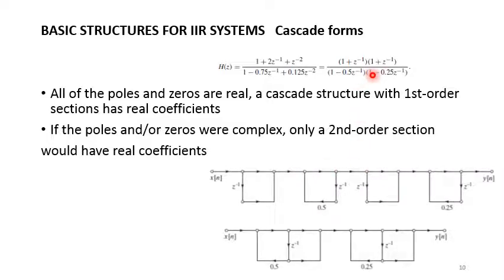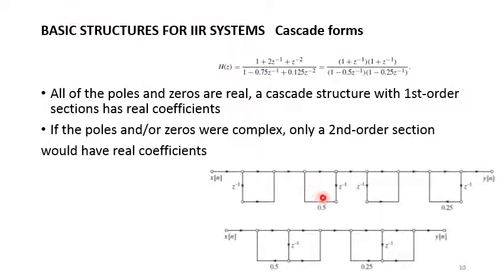This is for the first pole-zero factor. Then for the second one, because both the zeros are at the same location, we have the same diagram as here. For the poles we have z inverse and 0.25 scaling. So that's the implementation using direct form 1.